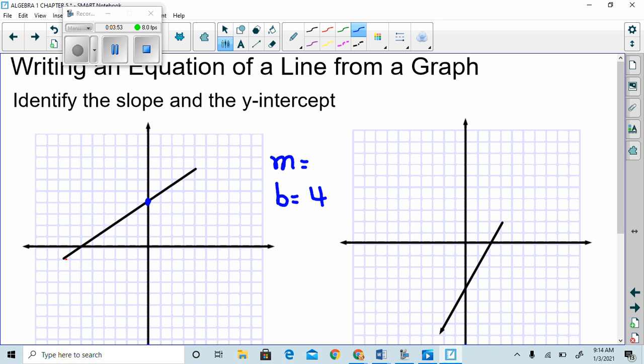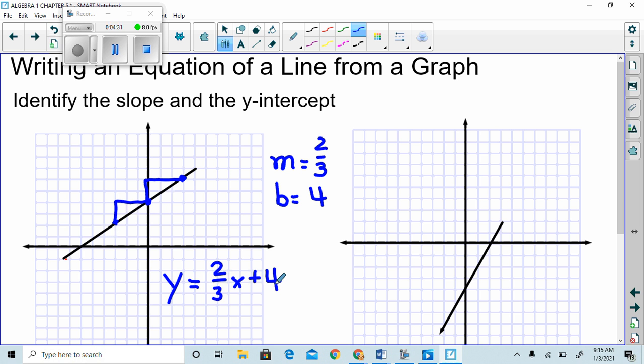So we know slope is constant, so I can go from this point perhaps to this point, and I can count up 1, 2, and over 1, 2, 3. And there is my positive 2/3 ratio. Slope is constant, so I can go again 1, 2, 1, 2, 3. All of these points will be up 2 and over 3. So we've identified those pieces of information. Next, let's write the equation. Y is equal to 2/3 times x plus 4.